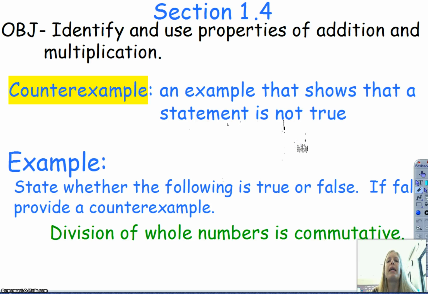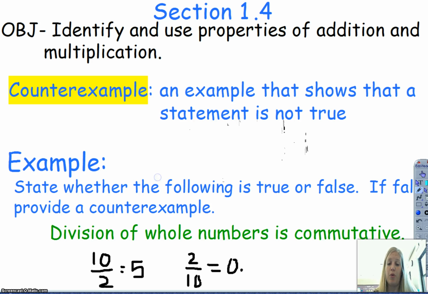Okay, and for the last, it's called a counterexample. So what I'd like you to do is write down that definition. And you're going to prove to me whether the statement is true or not true. Division of whole numbers is commutative. And what you would show me down here is, well, 10 divided by 2, and I'm just picking numbers. 10 divided by 2 is 5. But if I do it the other way around, if I do 2 divided by 10, you actually get a decimal. You get 0.2. So this would be my counterexample to show, no, it's not commutative. It does matter the order of which you do things. Okay, so that's called a counterexample.